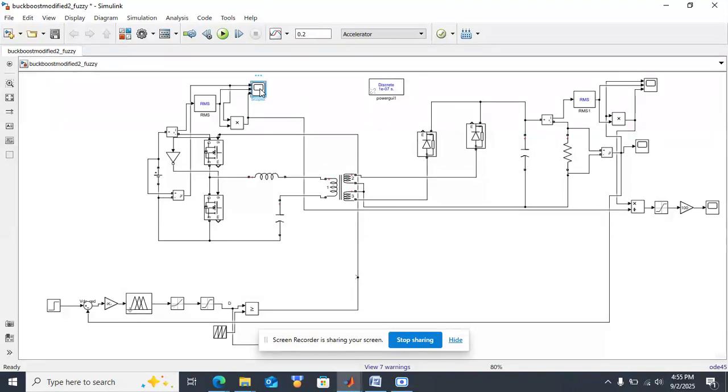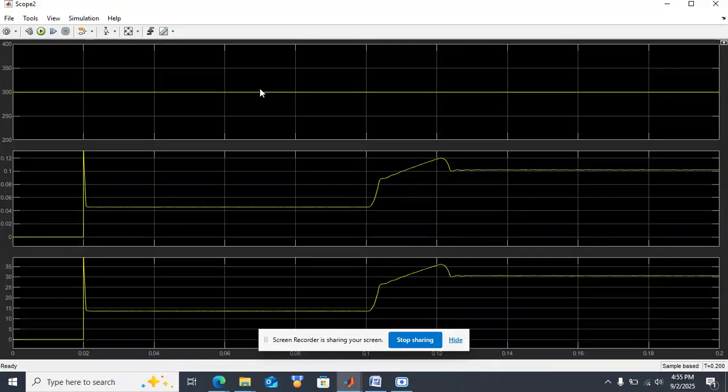Here this is the input voltage, current and power. Input voltage is 300, current is around 0.04 amps, and power is around 15 watts to 30 watts.